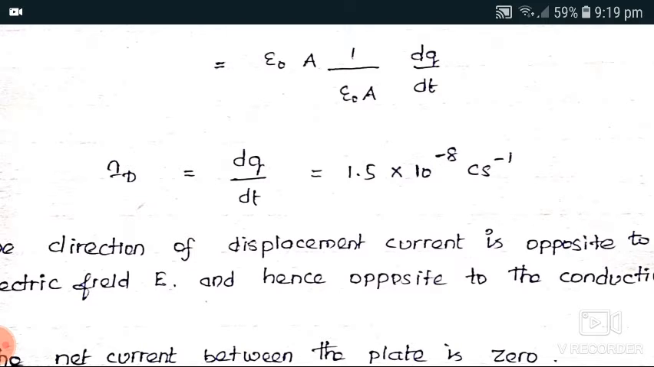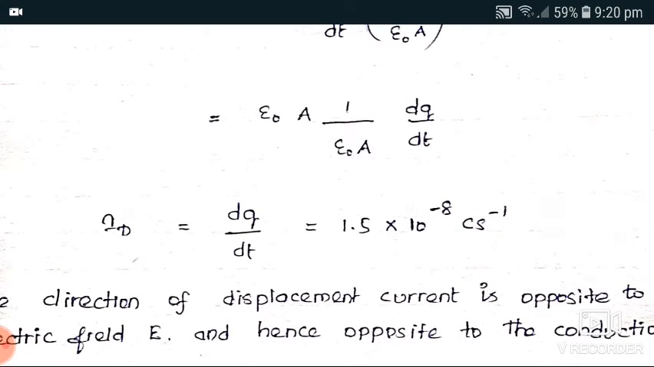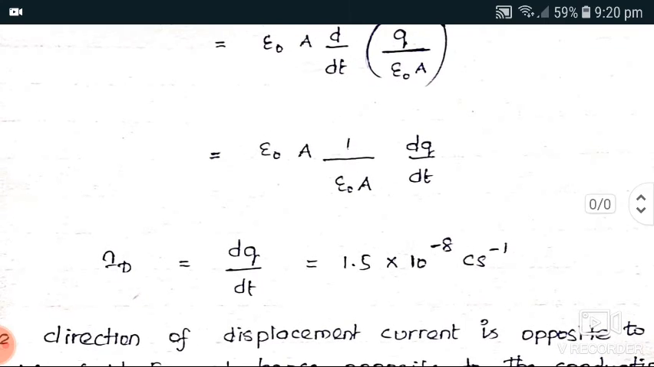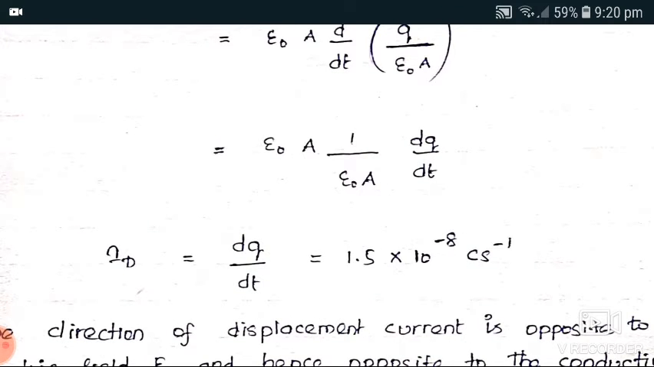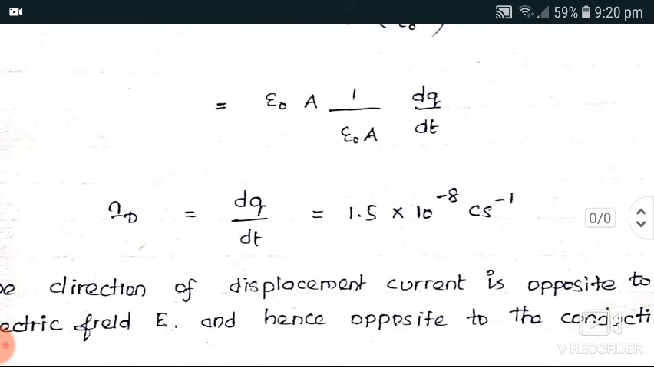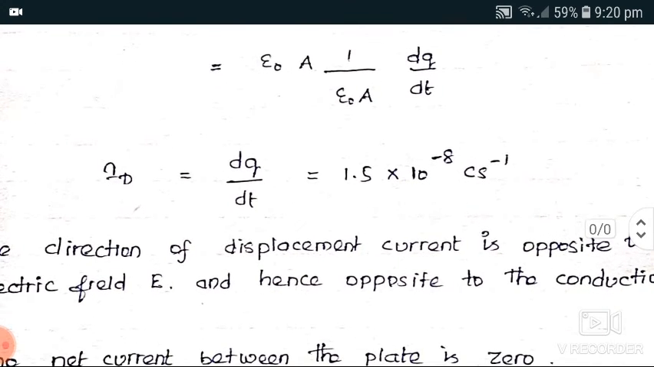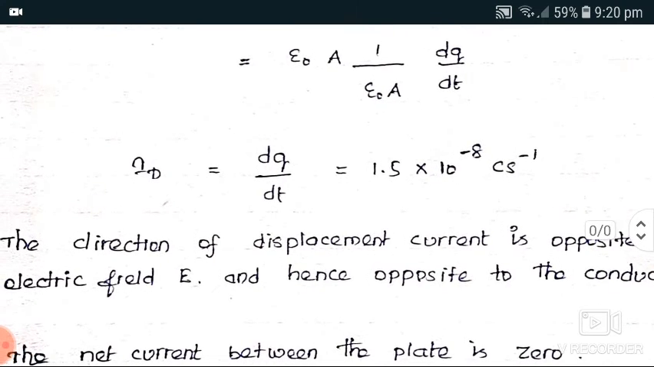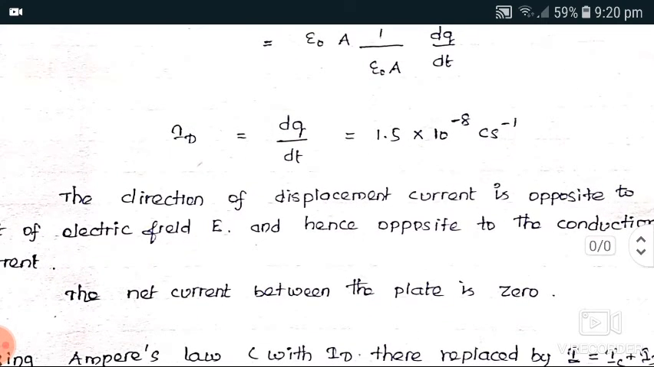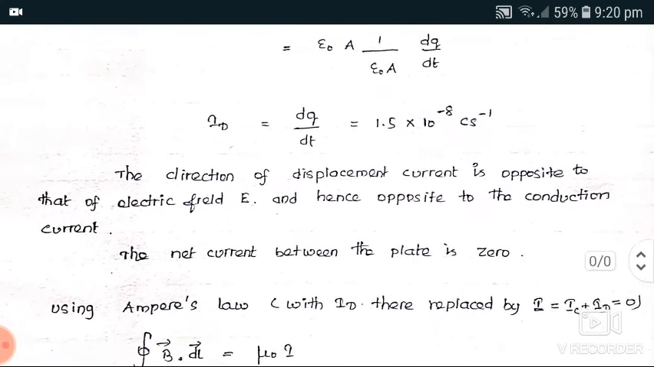So I_D is equal to dQ by dt, that is equal to 1.5 into 10 to the power of minus 8 coulomb second minus 1, right? Here epsilon naught into A and epsilon naught into A, one multiplied and one divided, so both are cancelled. So the balance term is dQ by dt, which is nothing but the rate of change of charge, already given. So I_D is equal to dQ by dt, that is equal to 1.5 into 10 to the power of minus 8 coulomb second minus 1. So that's the magnitude.